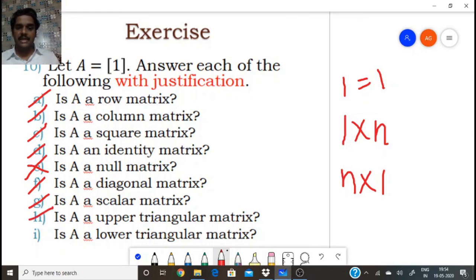Is A a lower triangular matrix? What was the definition of a lower triangular matrix? For a lower triangular matrix, elements above the diagonal have to be 0. But we don't have in our case any element above the diagonal. So we need not worry about zeros. So our definition is satisfied over here. So yes, the given matrix A is a lower triangular matrix.